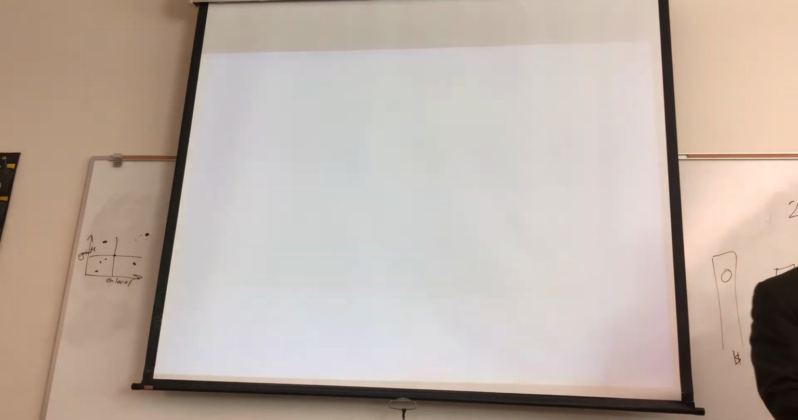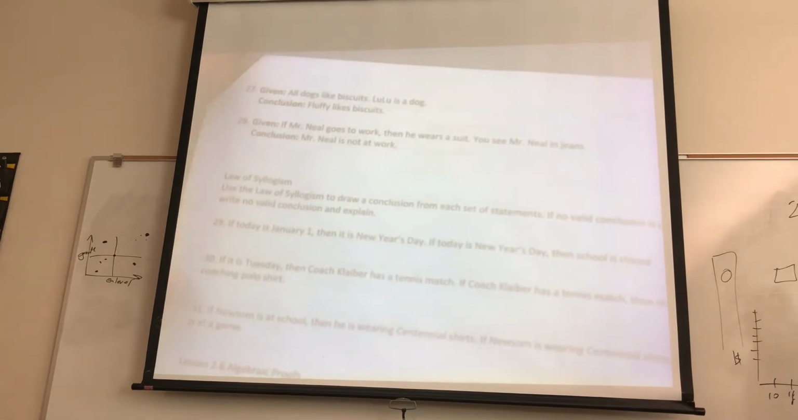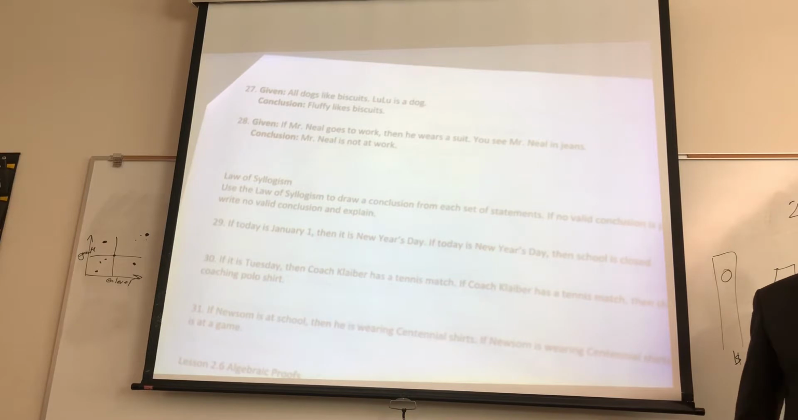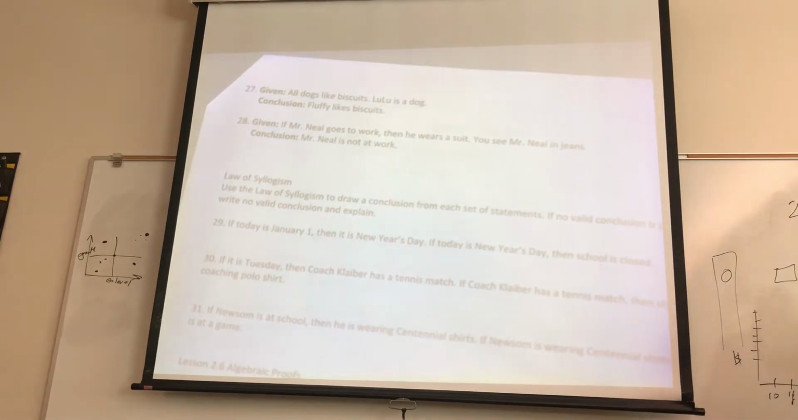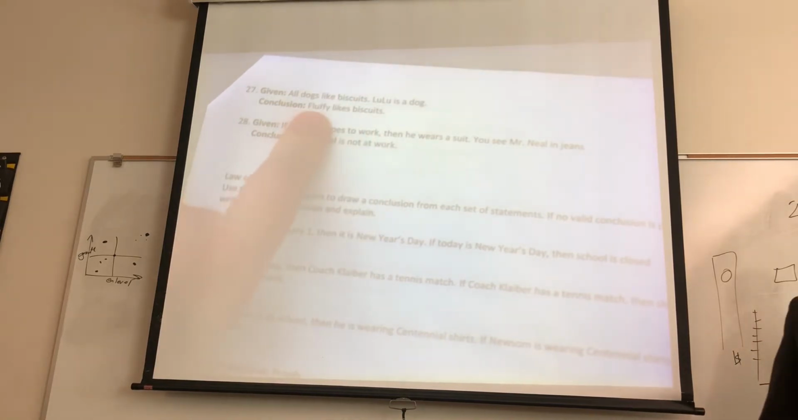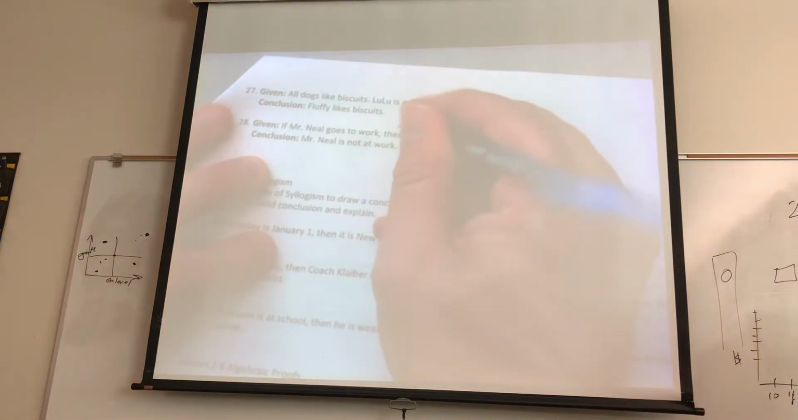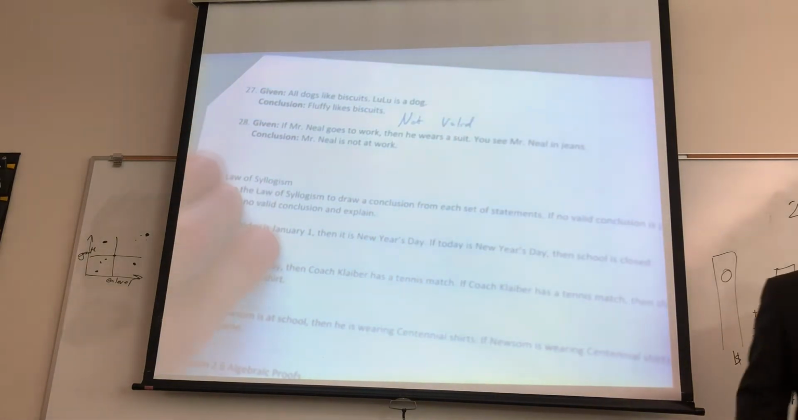If we go to the next example here, all dogs like biscuits. Lulu is a dog. Fluffy likes biscuits. Like, no part of this connects. So this is not a valid conclusion. If it would have been Lulu here, it would have worked. But Fluffy, I'm guessing, is a completely different dog or a cat or something like this. So this is not valid. It has to tie together.